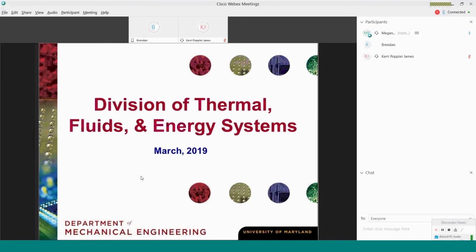Today we are here with Professor Jim Duncan, who is the head of the Division of Thermal Fluids and Energy Systems here at the University of Maryland. My name is Megan Petrie. I'm the Graduate Program Coordinator for Mechanical Engineering. Today we're going to talk a little bit about the division and answer any questions you have about the program. So I'll let you begin.